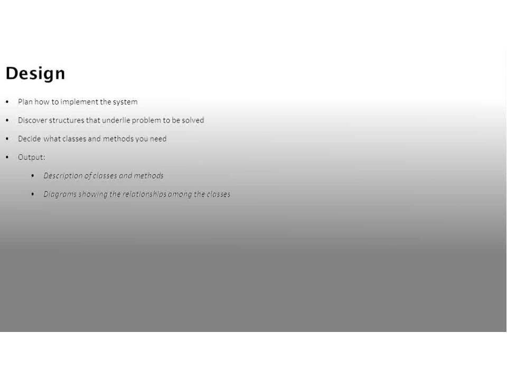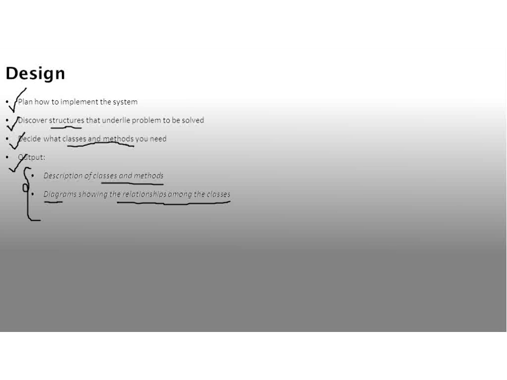So once the analysis phase is completed, the next phase is the design phase. During this phase, you have to plan how to implement the system. So here you have to discover the structure. What will be the structure of your software? And you have to decide classes and methods. Still, you need not think about coding. Don't think about coding at this stage. Just think about structure, classes, and methods. And the output of this phase will be a description of classes and methods. So it will be in plain English language. And next, the diagrams, which will show the relationship among classes.